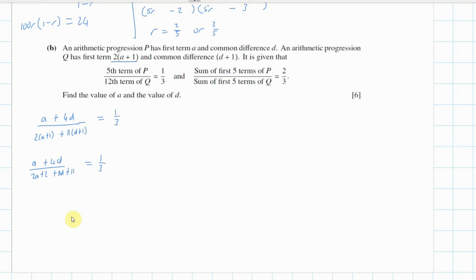And so we end up with A plus 4D over 2A plus 11D plus 13 equals 1/3. And then we can cross multiply, so I get 3A plus 12D equals 2A plus 11D plus 13. So if I take the D's across to that side and the A's across to that side, A plus D equals 13. I think that's right. Well, that's nice. Now let's try the next one.